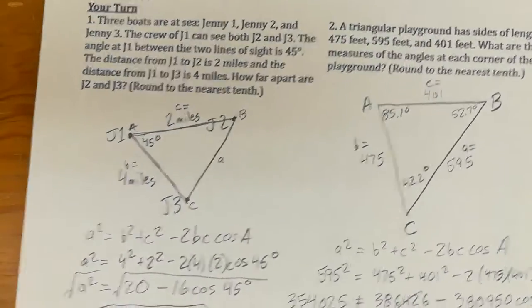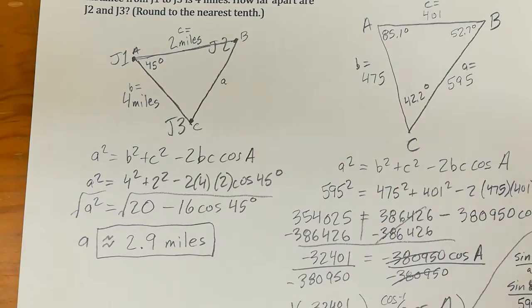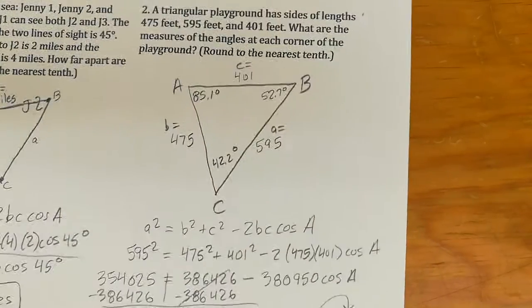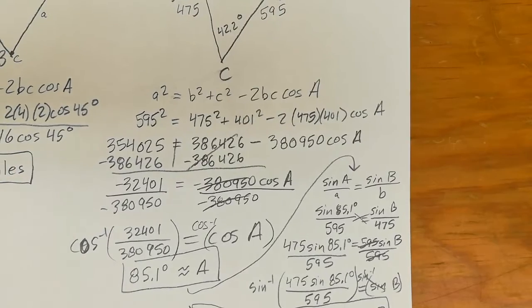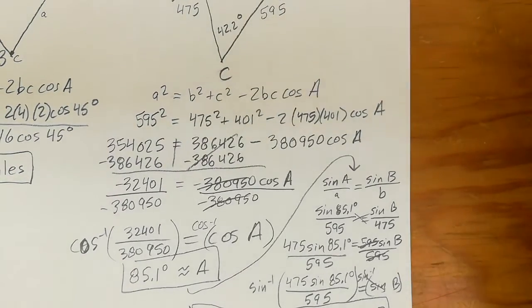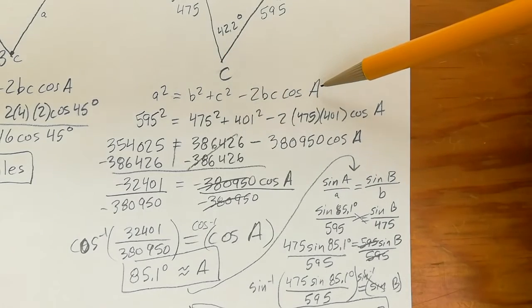Okay, so on this one, I should have gotten 2.9 miles. That one's pretty similar in the process here to the example I did earlier. Number 2 was a little bit more involved. You had to find all 3 angles. So I just picked angle A first, but you could have picked any one to find first. The formula would have looked a little bit different.